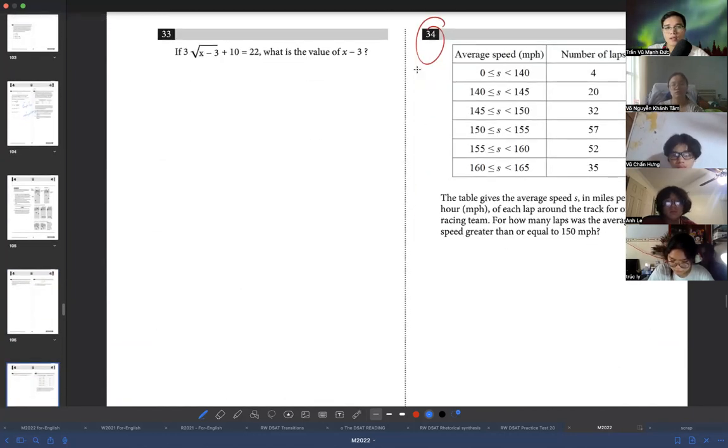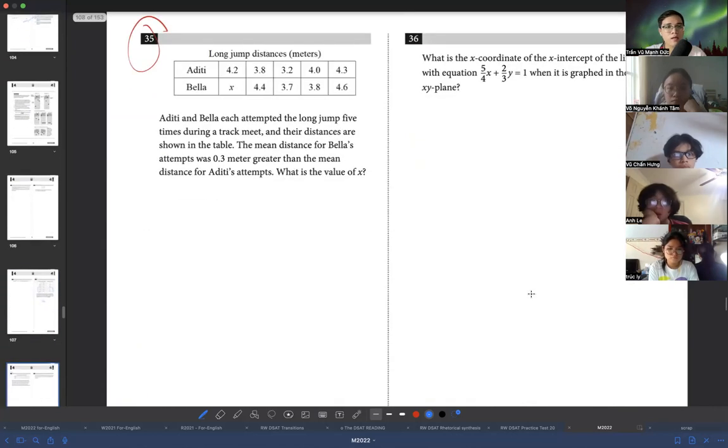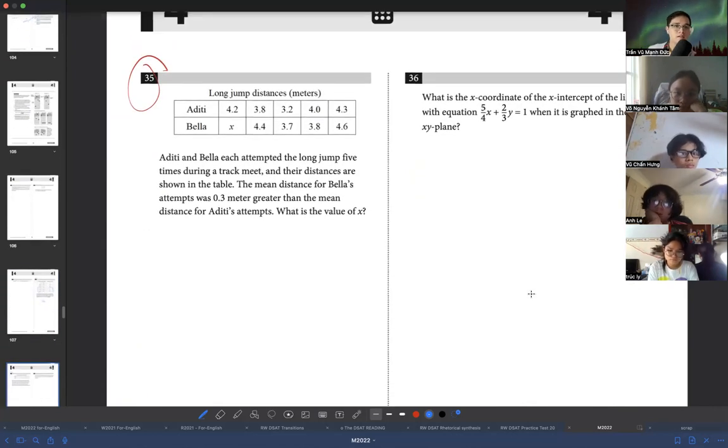Next one. This one is kind of simple. What you're going to have to do is take the average speed greater than or equals to, from here to here. You just sum them all up. You have 144. Okay, next. All right, this one is fun. Can you do this, Hung?